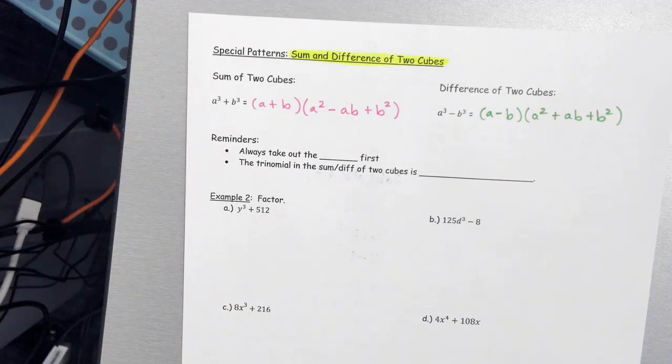It always stays positive. It's because if you're squaring something, whether it's a negative times a negative or a positive times a positive, isn't it always going to be a plus? Okay, so that's why the last one is always going to be positive.